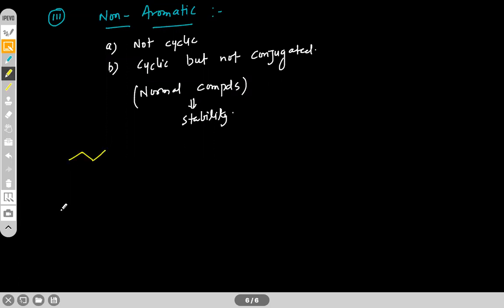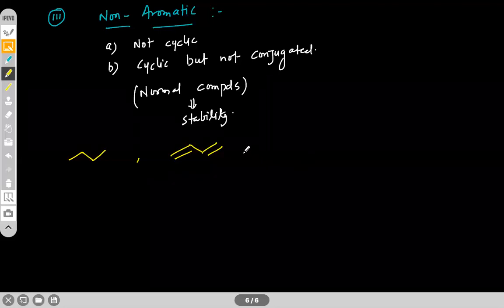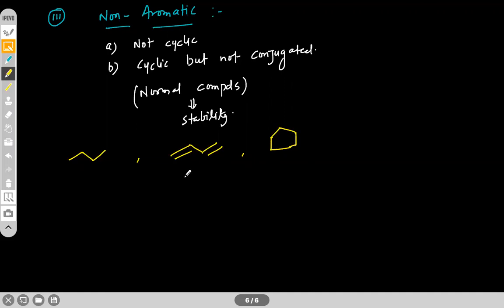Example, you see. This compound, non-aromatic compound. Open chain, whenever you see it, it is non-aromatic, without any other thought. Non-aromatic. This one, non-aromatic or what? What about this one? Last one, you tell me.